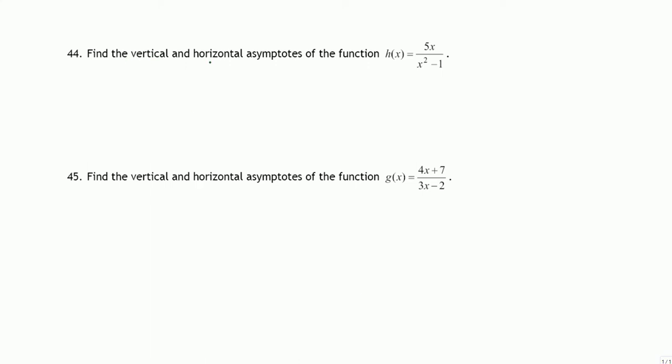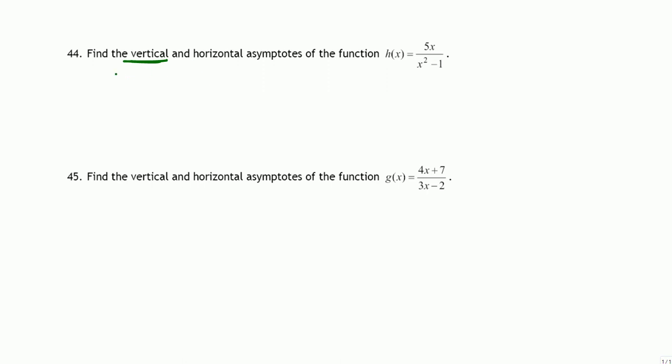Find the vertical and horizontal asymptotes of the function 5x over x squared minus 1. For the vertical asymptotes, we want to simplify the function, this fraction. Simplify means factor the top, factor the bottom, and cross out any common factors. Okay, just for vertical asymptotes.